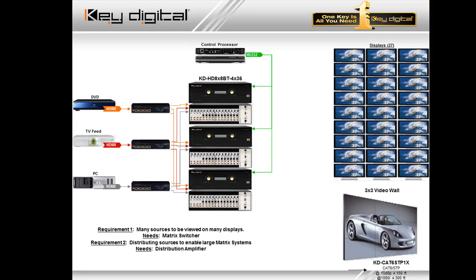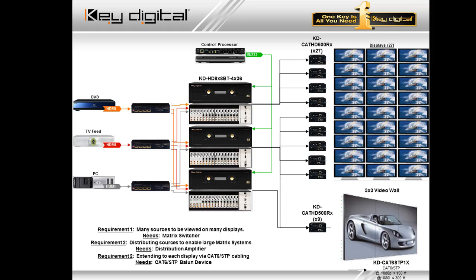Output 1 of that distribution amp feeds the matrix on the top there. We'll call it matrix 1, and that's going to feed your outputs 1 through 12. Output 2 of the DA feeds matrix 2, going to feed your outputs 13 through 24. And output 3 of that DA feeds matrix number 3, feeding outputs 25 through 36. And we'll see it here, where you have your displays.